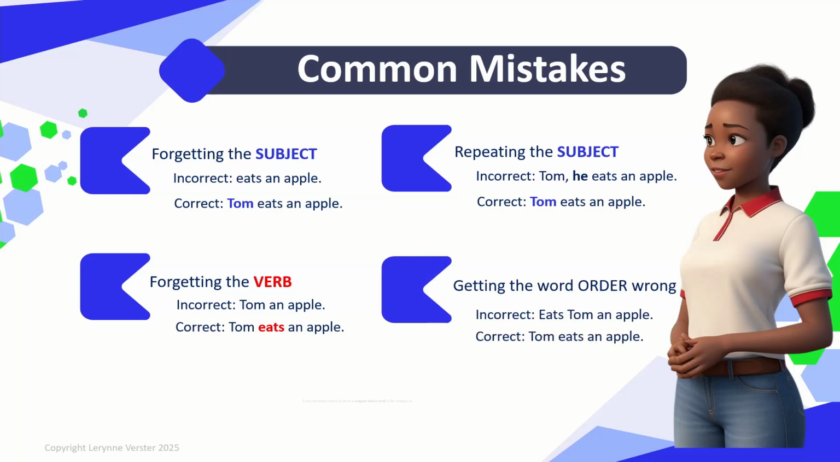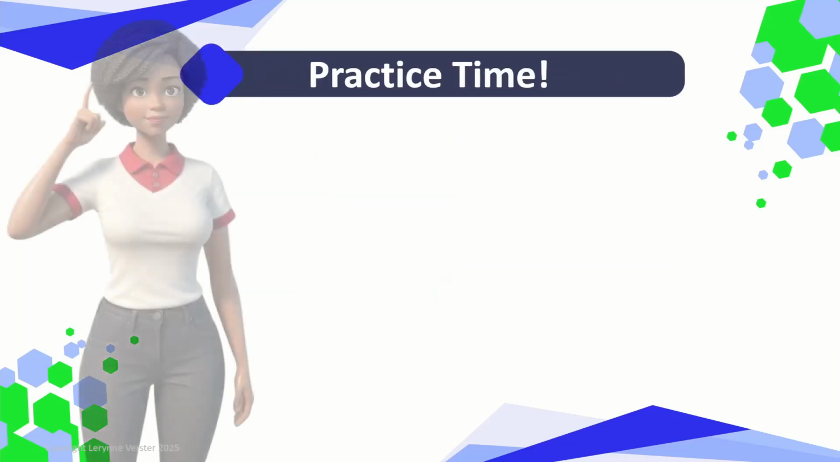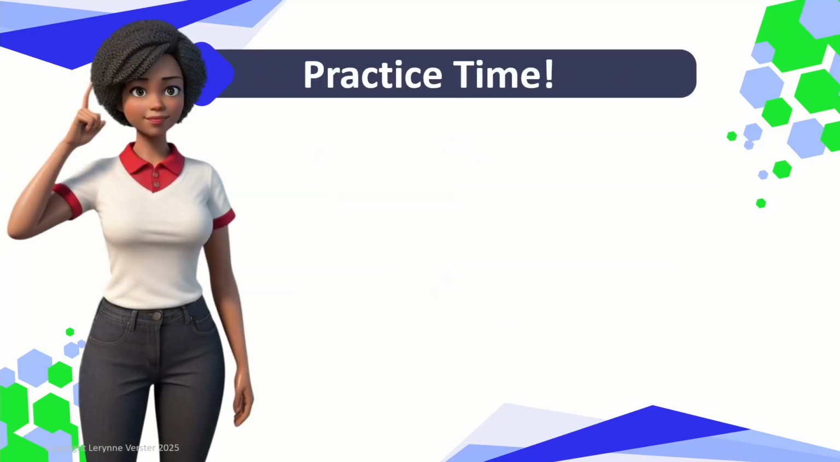Every sentence needs at least a subject and a verb to be complete. Not all sentences need an object. Only use one when it makes sense. Remember, the subject comes first, then the verb, then the object.